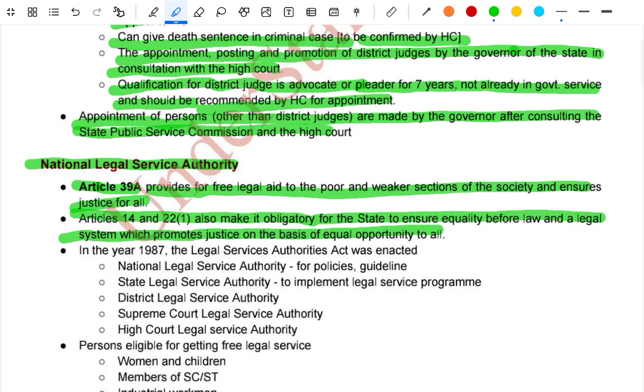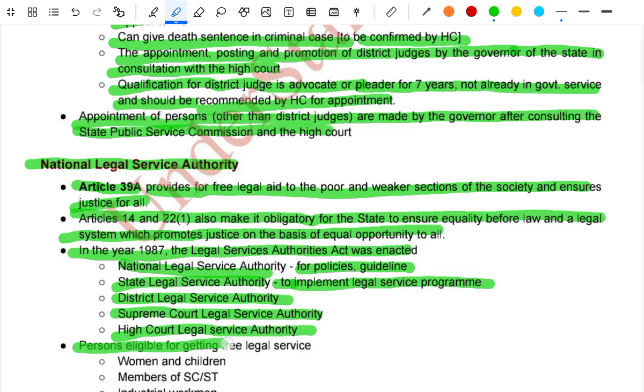In the year 1987, the Legal Services Authorities Act was enacted. The National Legal Services Authority lays down policy guidelines, and the State Legal Services Authority implements legal service programs. There are also the District Legal Services Authority, the Supreme Court Legal Services Committee and the High Court Legal Services Committee. Persons eligible for legal services are women and children, and members of SCs and STs.